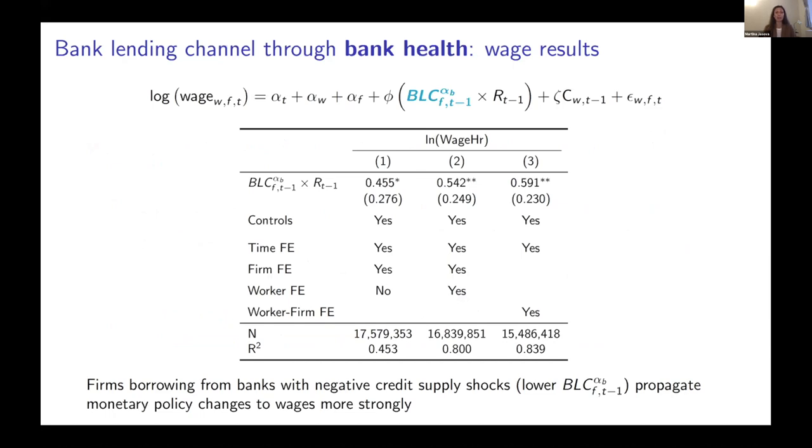Specifically here, I'm showing you the bank lending channel using the measure of the bank health. And once again, what you see here is that coefficients are positive and statistically significant, which suggests that firms that are borrowing from less healthy banks following the monetary policy shocks, their workers benefit; firms that are borrowing more from less liquid banks, their workers benefit more from monetary policy softening than the workers of other firms. Now, this is the bank health. In the paper, we show that this result is strong and robust also to the measure of the bank liquidity.